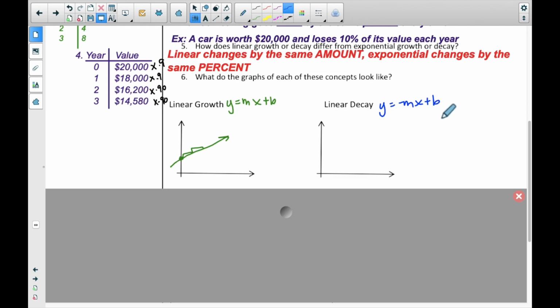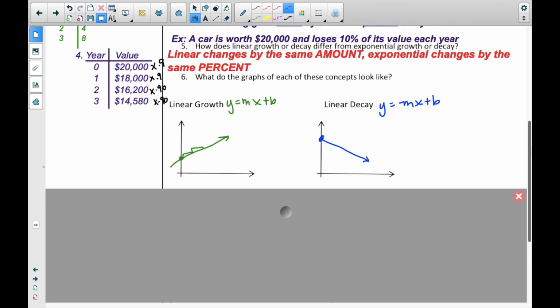Linear decay is, again, slope-intercept form. It just has a negative slope. Okay, I have 50 M&Ms, and I'm eating an M&M every minute. I'm losing 1 M&M per minute. So my graph is going to look like this. It's going down. And again, that rate is the same between each one. Just how much it's losing. We're just subtracting a number every time.